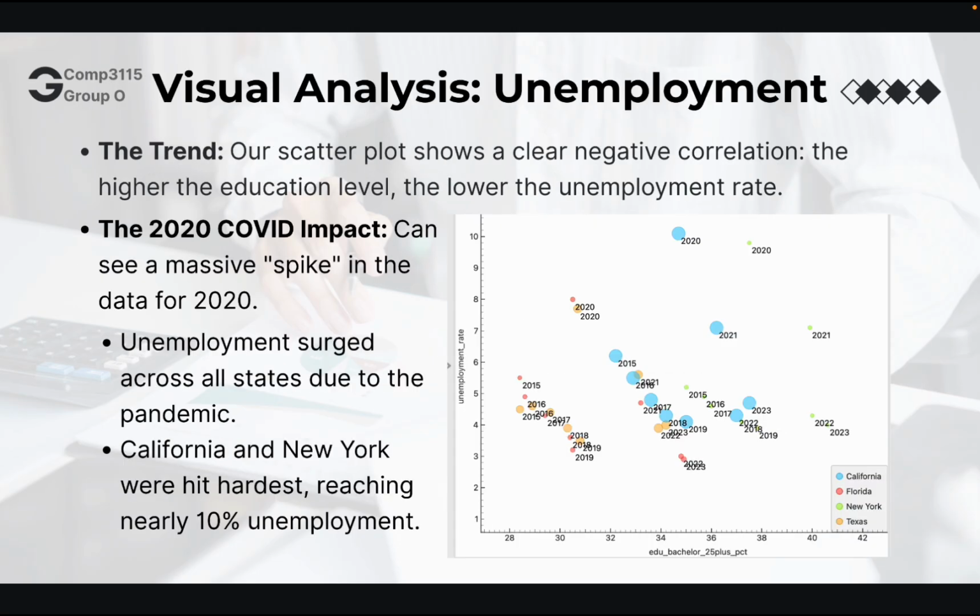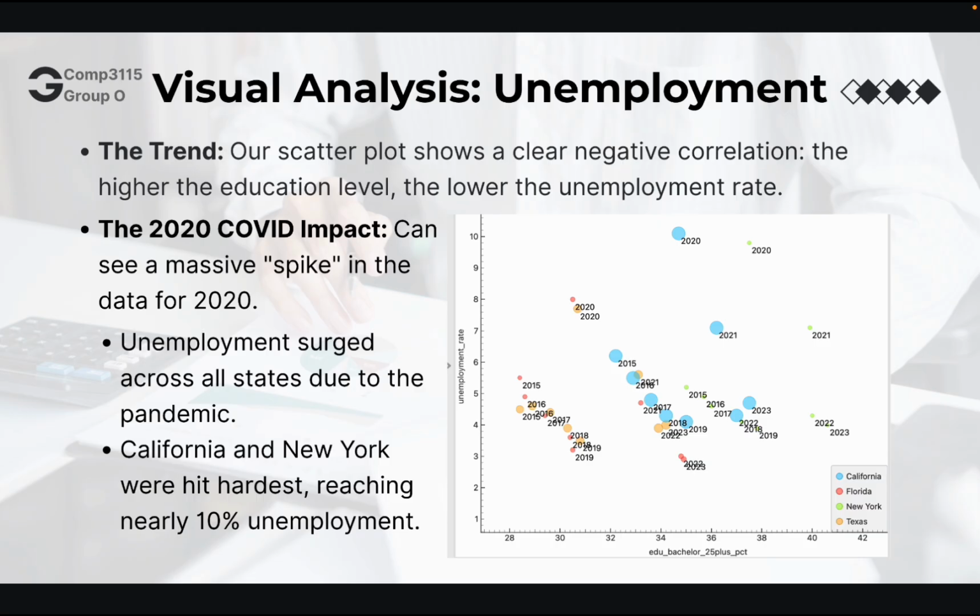And next is visual analysis on employment. It's about trend. Our scatter plot shows a clear negative correlation. The higher the education level, the lower the unemployment rate. And there is the 2020 COVID impact. You can see a massive spike in the data for 2020.